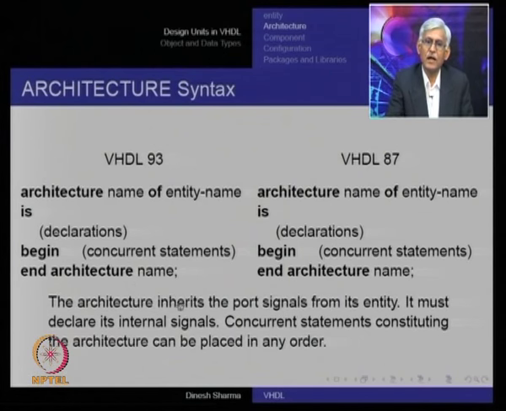Now, notice that the architecture inherits the port signals from its entities. The port signals are like global signals for the architecture. Those need not be declared. In fact, they are not declared. However, all the internal signals to the architecture must be declared, and those are the ones which will come in this declarations component of the architecture. Concurrent statements constituting the architecture can be placed, as always, in any order.